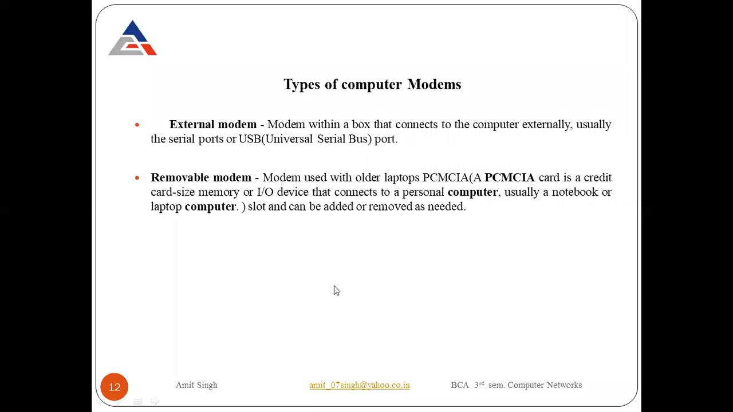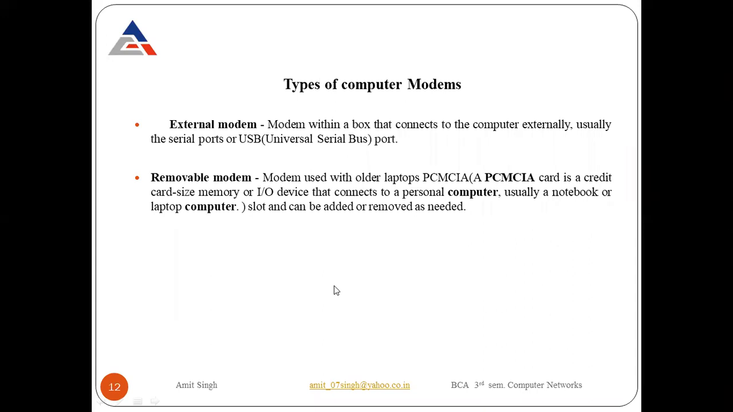The fourth category is removable modem. Modems used with older laptops, that is, PCMCIA port or input output devices that directly connect to a personal computer or laptop. These slots can be added or removed as needed.